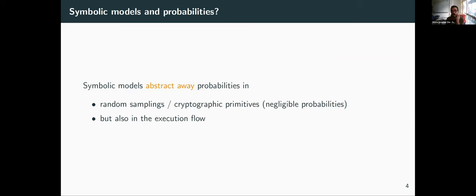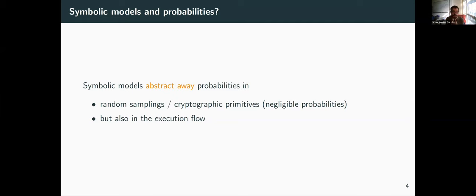Looking once more at these symbolic models, one of the things we can note is that they completely abstract away probabilities. As I already pointed out, we don't have real random sampling, we are taking fresh names. And cryptographic primitives are supposed to be perfectly secure. So you cannot, for instance, break them with negligible probabilities as in computational cryptographic models. I believe that this choice of abstracting away what happens with negligible probabilities, as being impossible, is actually quite nice, because it allows us to focus on some of the important ideas of how the protocol works. And it has shown to be helpful having these tools in practice.